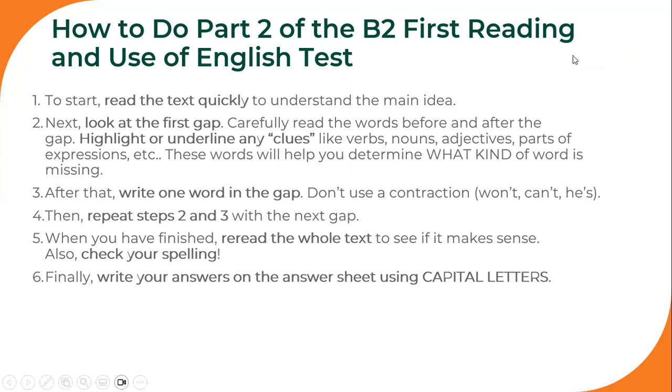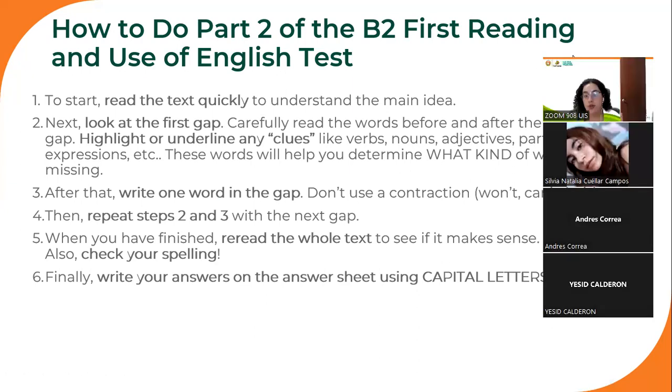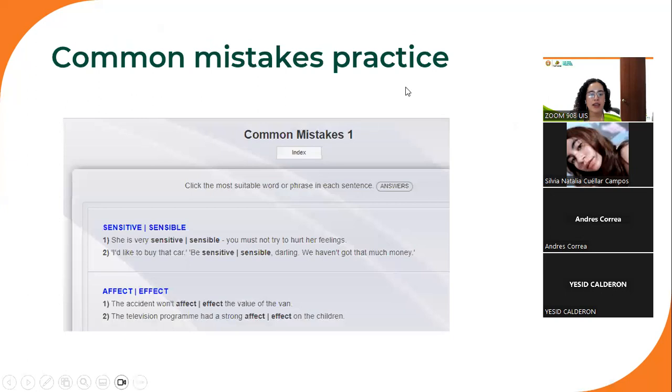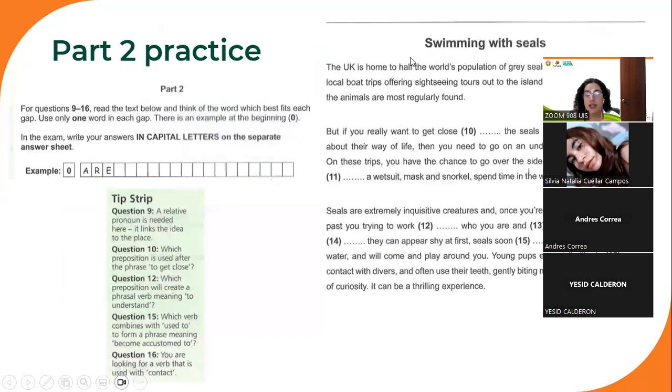So if you already have a verb, then maybe you are missing a preposition. Or if you have a noun, then you are missing an adjective, okay? So pay attention to what you have to try and guess what is missing in that gap, okay? So the basic tip is read what you have in the context and try to figure out what is missing, okay?